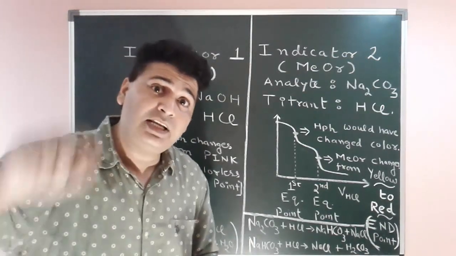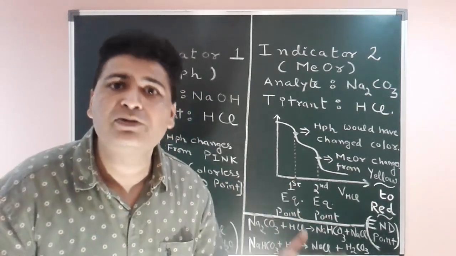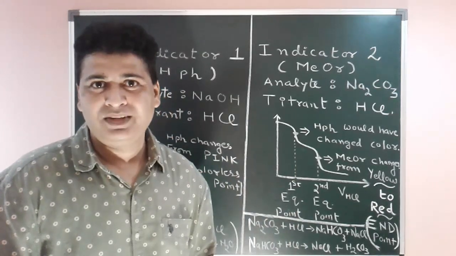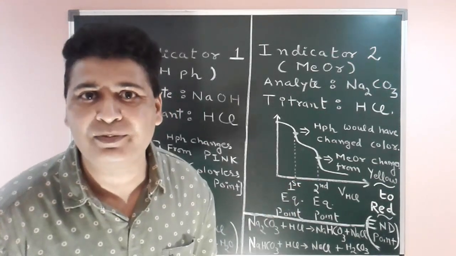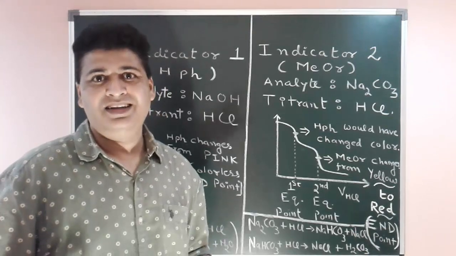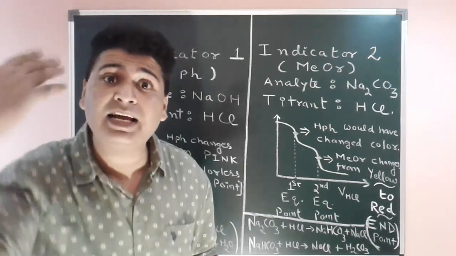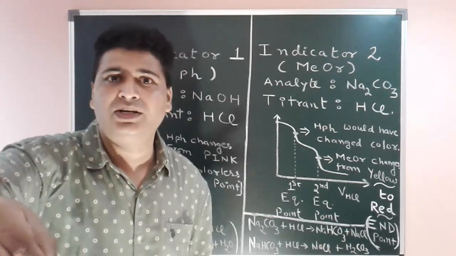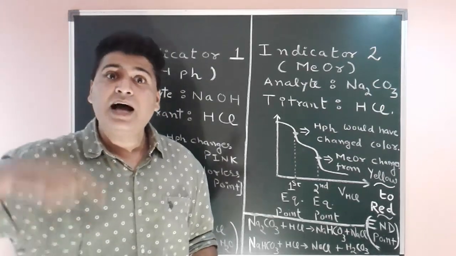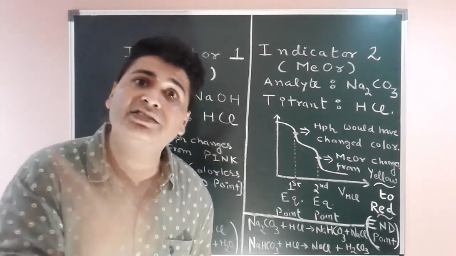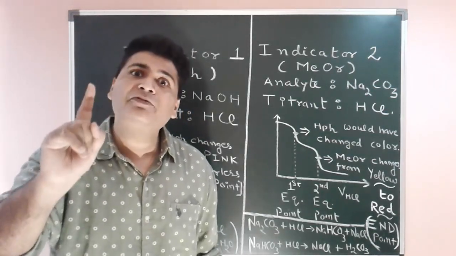So what is happening? The first equivalence point is not indicated because methyl orange does not have the conducive pH to change its color when the first equivalence point comes. But it will change color when the second equivalence point comes, when the second sharp fluctuation comes. That fluctuation encompasses the range of methyl orange. In that particular range, methyl orange changes its color from yellow to red. It was waiting for its time to come.